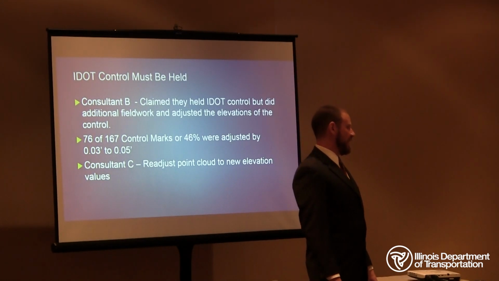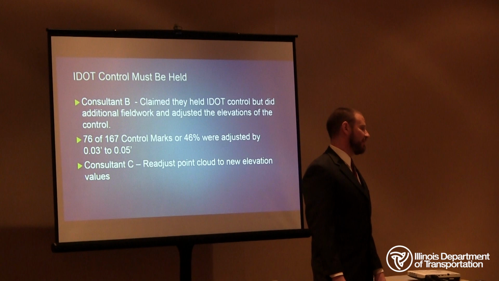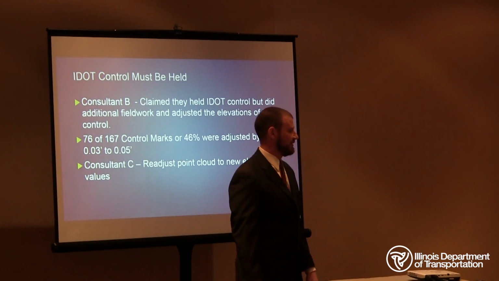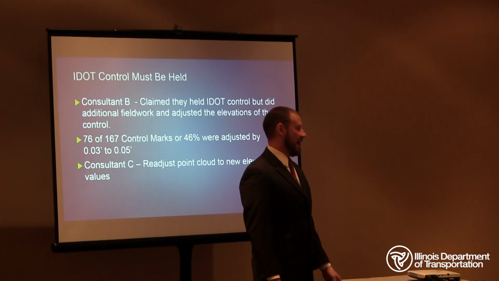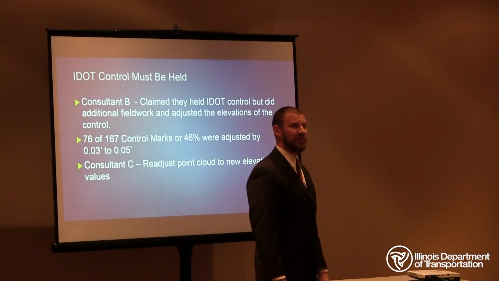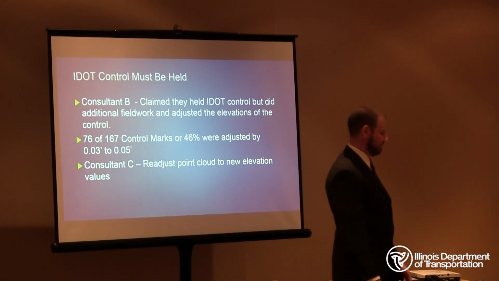When I got the data back from them, I found out that 76 out of 167 control marks, or chevrons, were in that 3 to 500th range. So 46% of the points were going to need to be adjusted in the point cloud. As a result, I knew that we'd be getting better data once this readjustment happened.